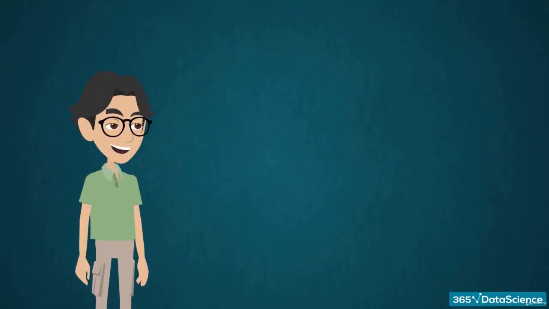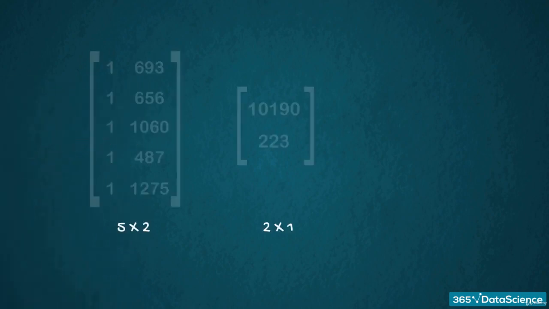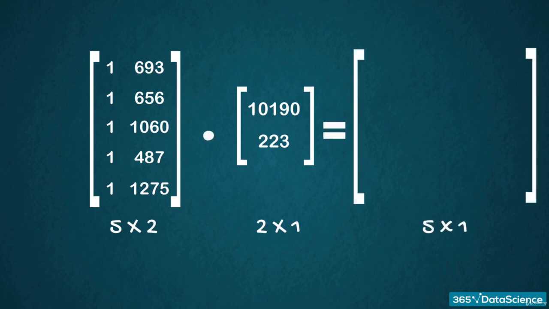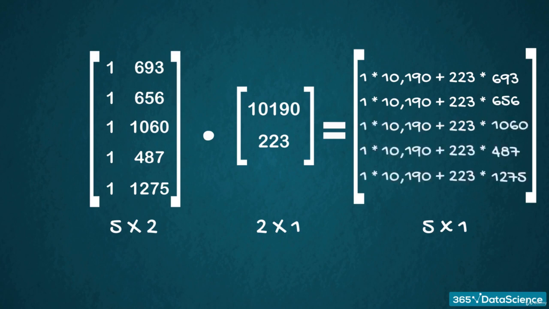However, we are smarter than that, aren't we? We know some linear algebra already. Let's explore these two objects: a 5 by 2 matrix and a vector of length 2. The matrix contains a column of ones and another with the sizes of the houses. The vector contains 10,190 and 223, the numbers from the equation. If we go about multiplying them, we will get a vector of length 5. The first element will be equal to 1 times 10,190 plus 693 times 223. The second, 1 times 10,190 plus 656 times 223, and so on.